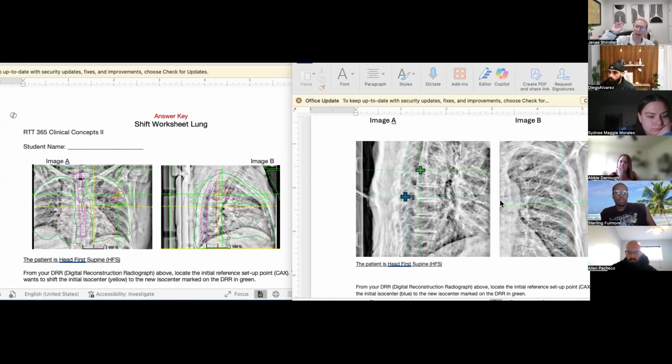So basically, I didn't get shifts or the patient lost their marks, and I can go in and say, well, I'm not going to take a KV pair because I know I'm off. Which one can I decide is going to be the closest one?